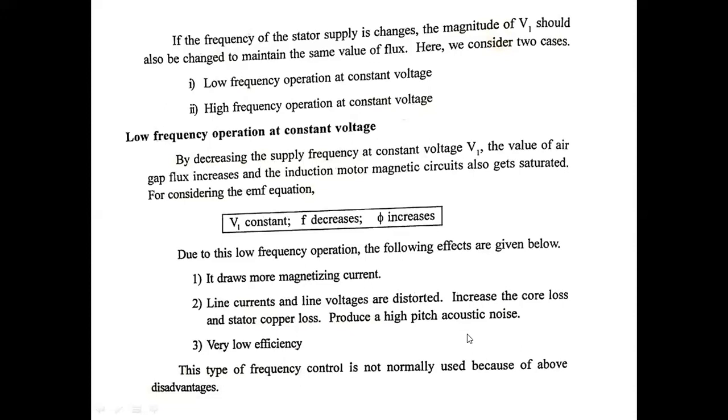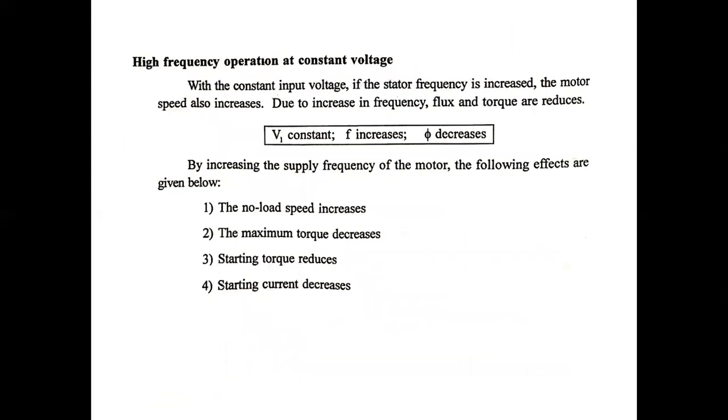The machine will also produce high pitch acoustic noise. This unwanted noise produced in the machine is undesirable. So these are the drawbacks associated with low frequency operation. Hence, we move to high frequency operation. Here, the same relation holds to describe high frequency operation at a constant voltage. Again, voltage V1 is constant, and for high frequency operation I am increasing the frequency of the induction motor above the base frequency, above the rated frequency. Already we know the equation; we can recall it.